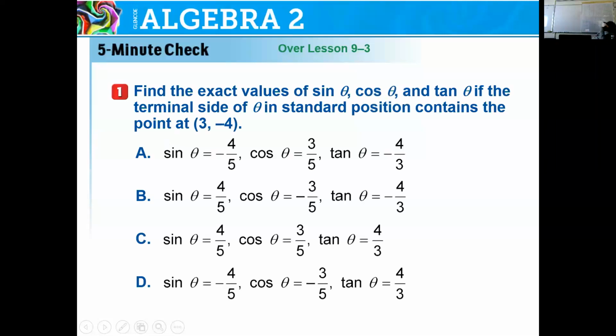All right, 5-minute check. First question says, find the exact values of sine of theta, cosine of theta, and tangent of theta if the terminal side of theta in standard position contains the point 3, -4. So the first thing we want to do here, draw an XY plane, plot that point. 1, 2, 3, 1, 2, 3, 4. Okay, right there. Okay, from there, I've drawn my terminal side and I've intersected that point.